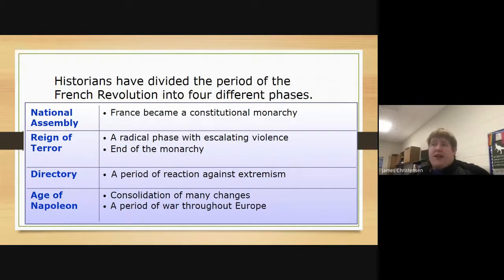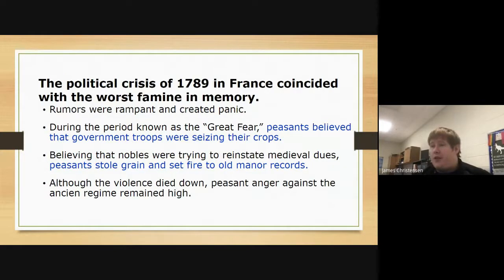So, historians have divided the French Revolution into 4 different phases: the National Assembly, the Reign of Terror, the Directory, and the Age of Napoleon. The Directory and Age of Napoleon we'll talk about in section 4. The Reign of Terror we'll talk about later on today. The National Assembly, the biggest thing to keep in mind with this portion of the revolution is France became a constitutional monarchy. So the political crisis of 1789 coincided with the worst famine in history for France.